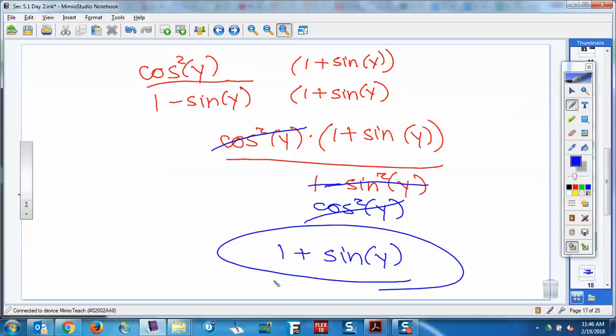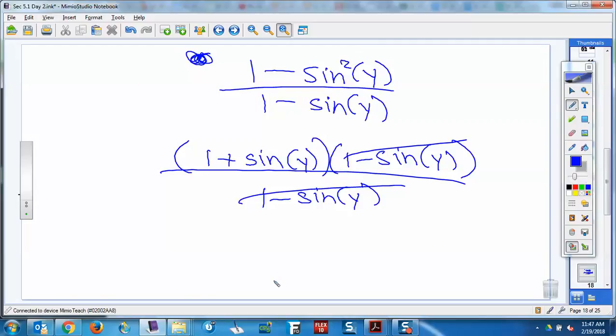Usually we're going the other way, aren't we? Usually we're wanting to take 1 minus sine squared and turn it into cosine squared. But taking a cosine squared and turning it into 1 minus sine squared is beneficial here. So that's a good thought. They're both about equally the same as far as how much work, but they both work well.